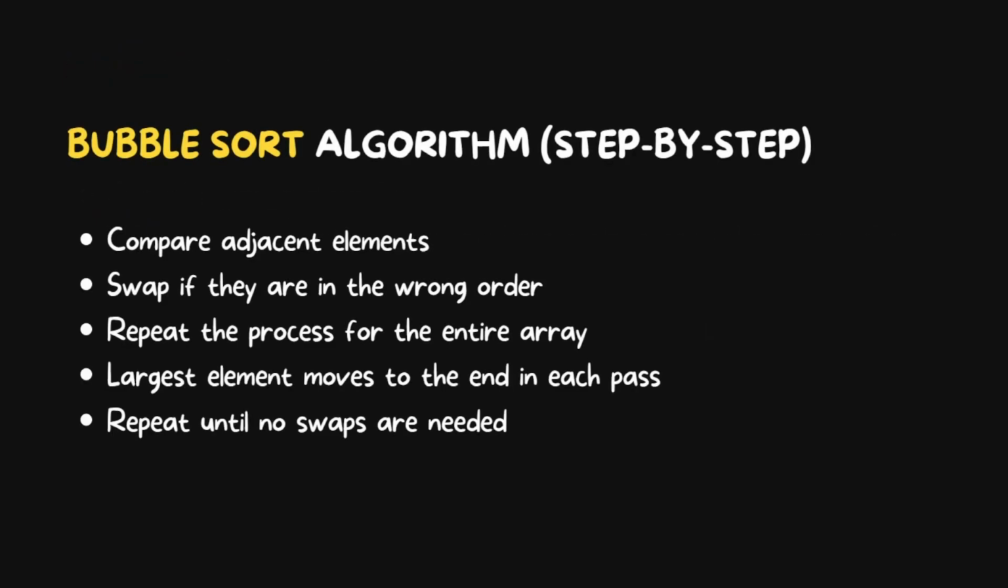This is the algorithm of bubble sort. First step is to compare adjacent elements, swap if they are in the wrong order, and repeat the process for the entire array. The largest element moves to the end in each pass. Repeat until no swaps are needed.